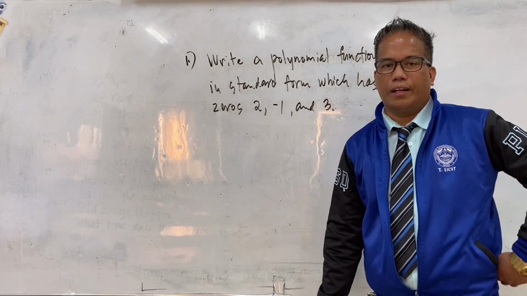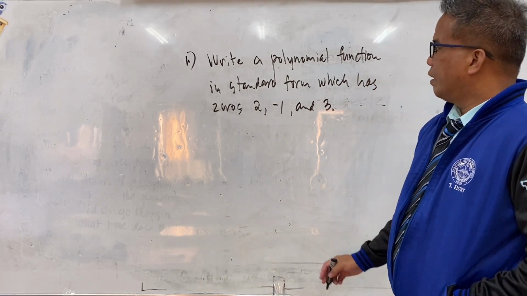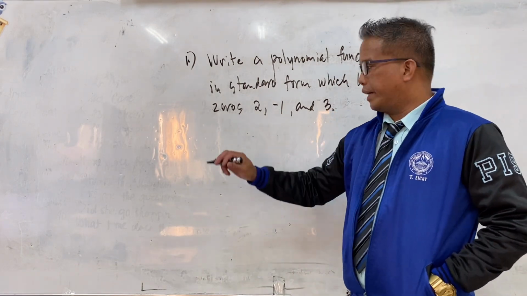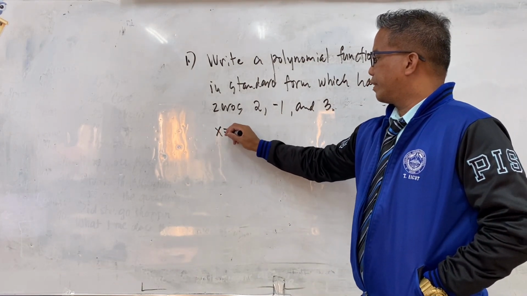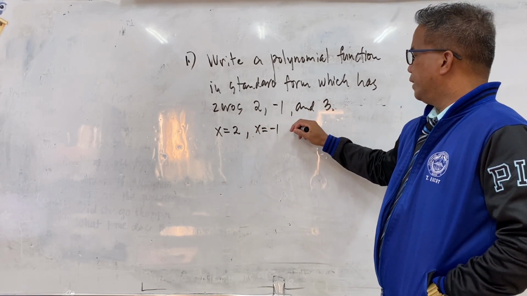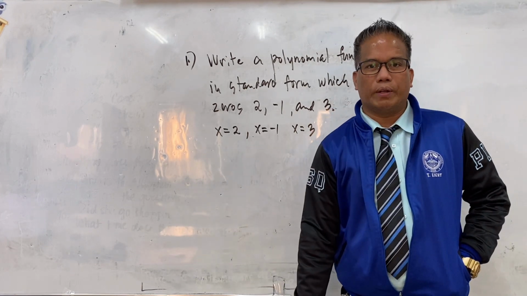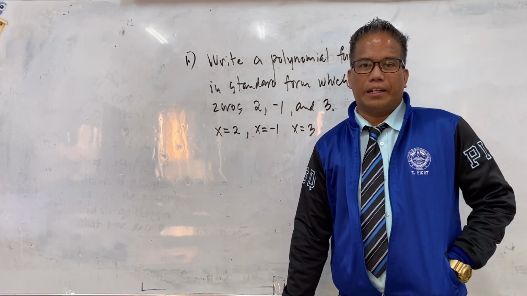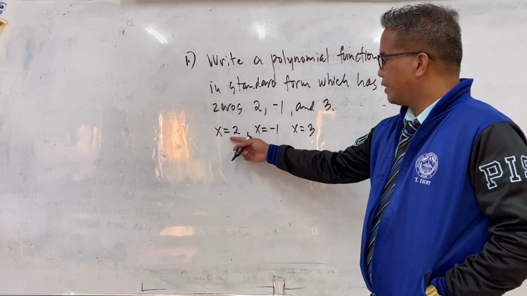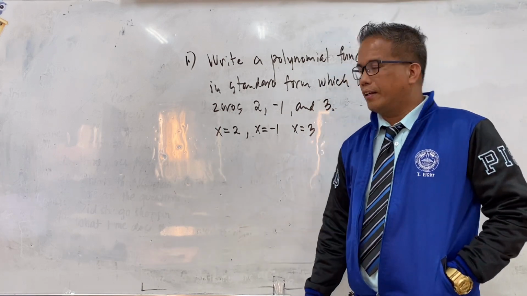So all real numbers. Now, first solution is you are going to write this as x equals 2, x equals negative 1, and then x equals positive 3. So those are the zeros, meaning that those will be your solutions. So that is the reason why I put x equals 2, x equals negative 1, and x equals 3.